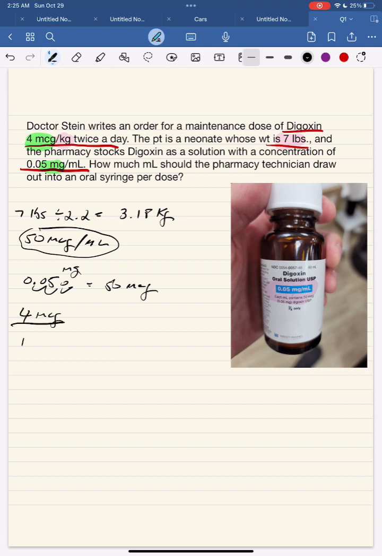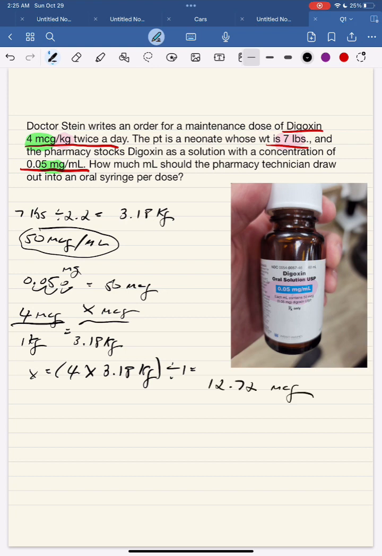That's the ratio. 4 micrograms per 1 kilogram. We know we have 3.18 kilograms. So it's going to be X micrograms in the numerators. And we're going to cross multiply, 4 times 3.18 divided by 1, is equal to 12.72 micrograms. And now we have to figure out how much of the solution we need to pull.